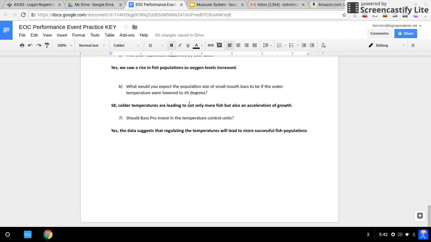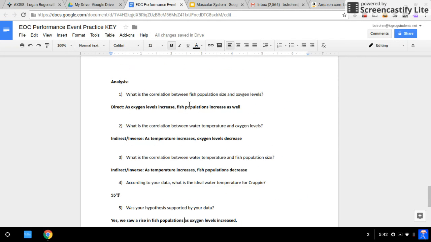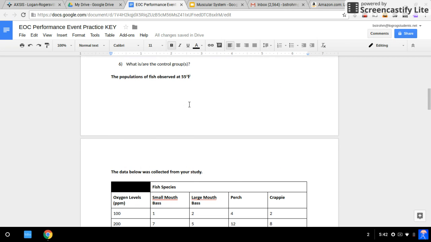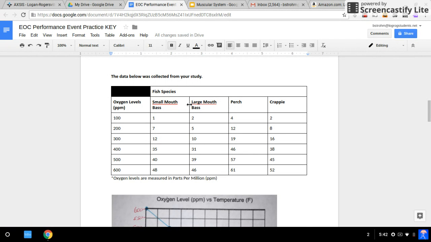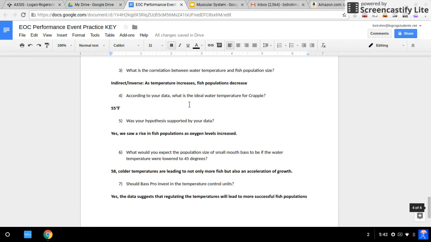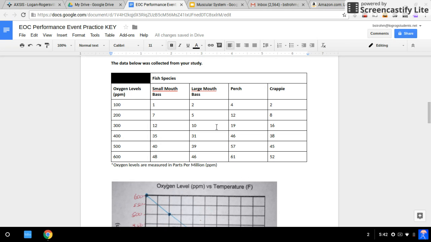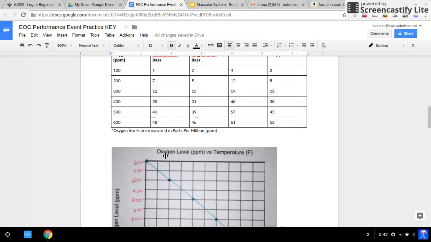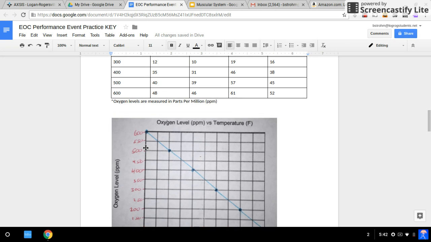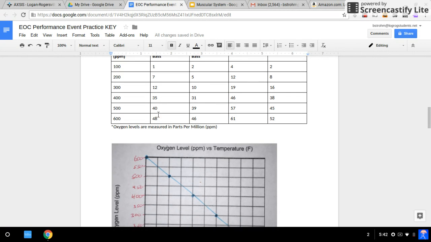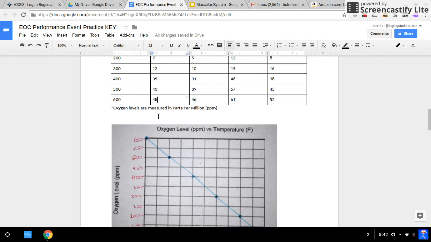Next, what would you expect the population size of smallmouth bass to be if the water temperature were lowered to 45 degrees? This is a draw conclusion type question, and on the EOC, you'll most likely have multiple choice options, but in this one you didn't. So if we were looking, I already forgot which fish it was, smallmouth bass. Okay, so if you look at the smallmouth bass, at 55 degrees, we see a population of 48, and we're asking if we drive the temperature down even further, what would it be? It would need to be a higher number than 48.